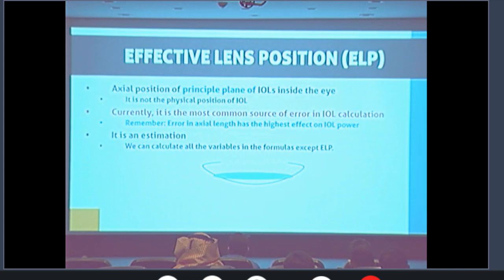Why? Because we have biometry that measures the axial length with high accuracy. But remember that any error in axial length has the highest effect on the IOL power, unlike the ELP. It is an estimation. We can measure everything for our IOL calculation except this one. It is an estimation.